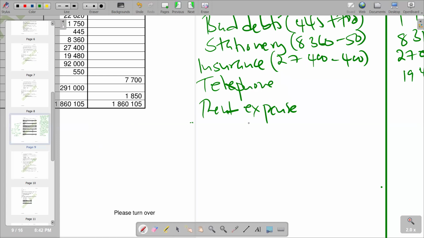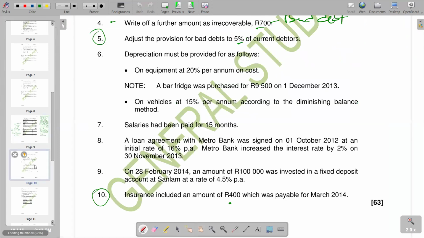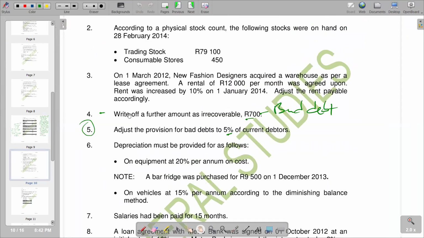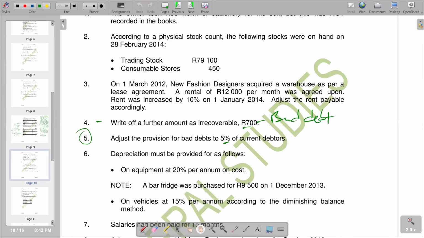But you don't take the 19,000 as it is. You go to your information, there's something that is affecting our rent, so you can try to identify that. We come here, you see that on item 3, it reads on 1 March 2024, fashion designers acquired the warehouse SP a lease agreement. A rental of 4,000 rand per annum, per month was agreed upon, and then the rate was increased by 10% on 1 January 2014, and just the rent payable accordingly. So it means we've got rent payable, it means we've got outstanding rent that we need to address. So we need to find out what was the rent which was supposed to pay.